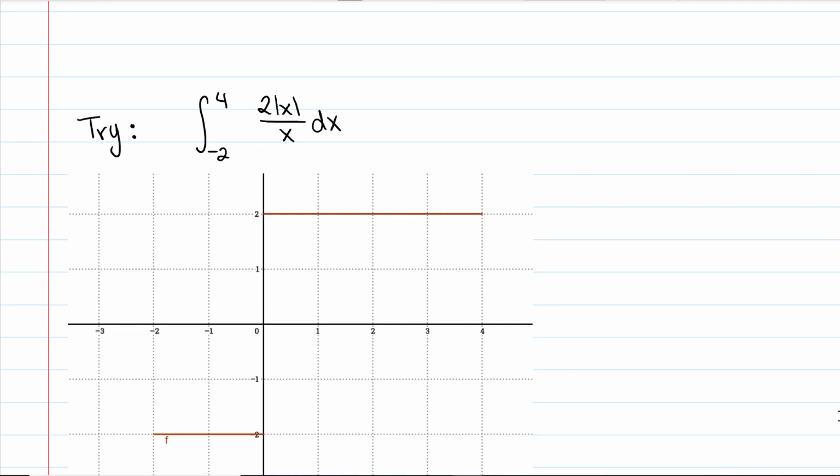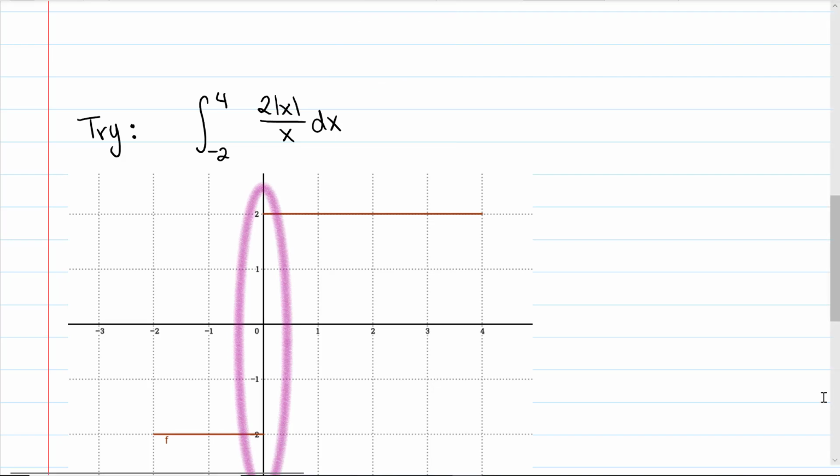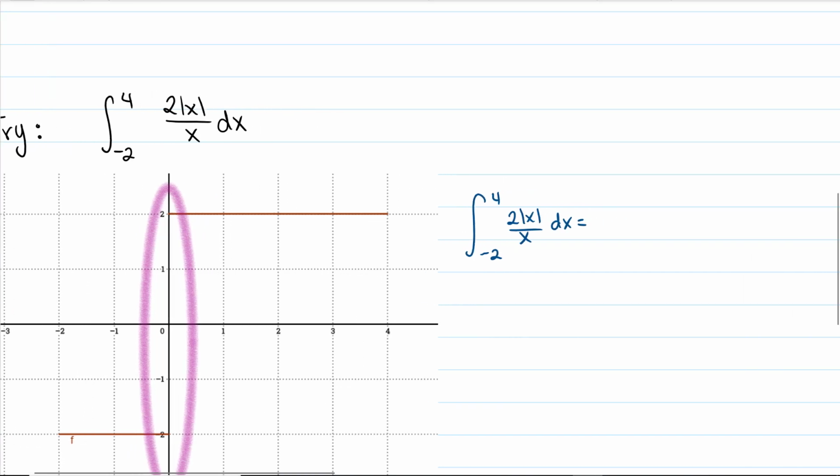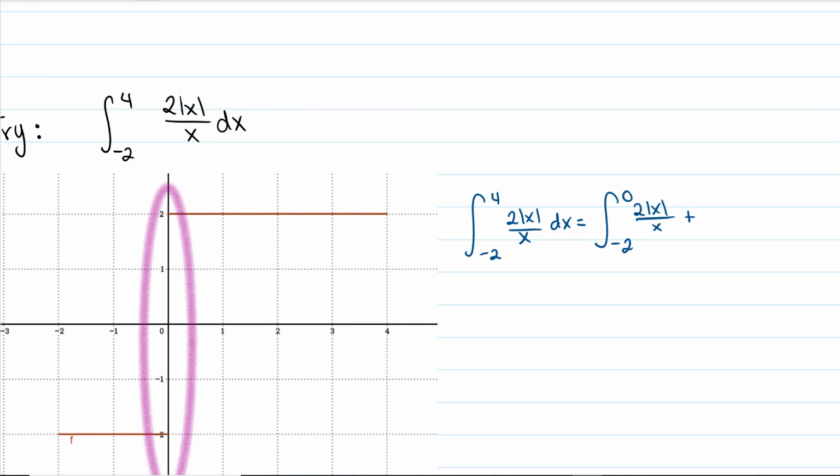Now we can see yet again that it's discontinuous right here at x equals 0. So this is the point of discontinuity. So when we write our integral, we're going to write the integral from -2 to 4 of 2 absolute value of x divided by x dx is equal to the integral from -2 to 0 of 2 absolute value of x divided by x plus the integral from 0 to 4 of 2 absolute value of x divided by x dx.